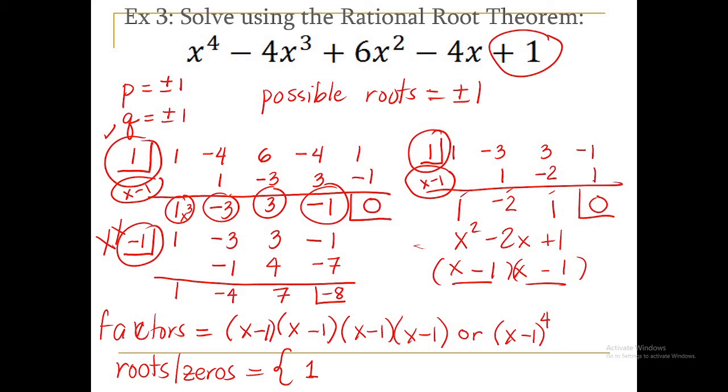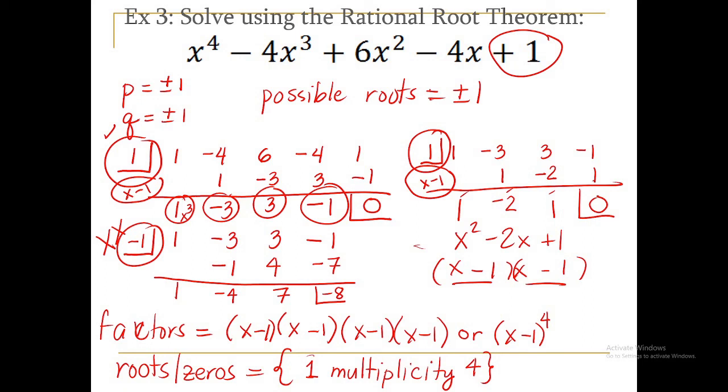So, the root 1 repeats four times, meaning four factors. I will now introduce the word multiplicity. I will be using the word multiplicity if there will be repeating factors. How many times is the factor x minus 1 repeated? Four. I'll be using 1 multiplicity 4. It means that the root 1 is repeated four times. Is that clear? Yes, sir.